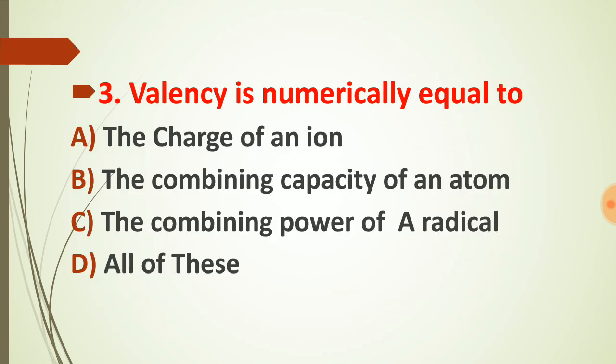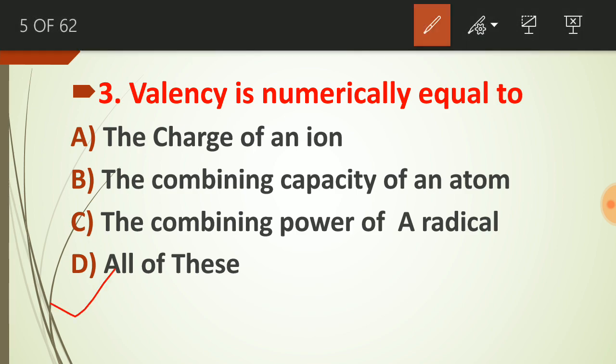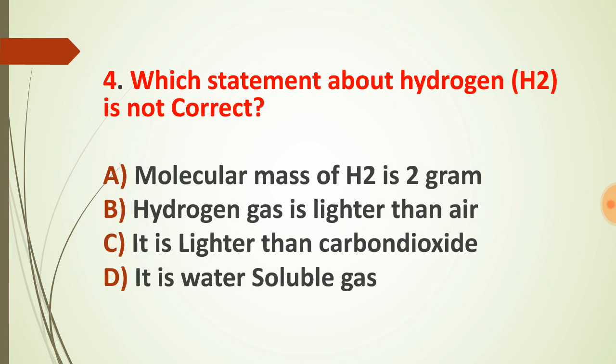Valency is numerically equal to charge of an ion. This is your right answer. Charge of an ion is valency. Combining capacity of an atom is also valency. Combining power of a radical is also valency. Because of that, our correct answer is all of these. Now let us move to question number 4.